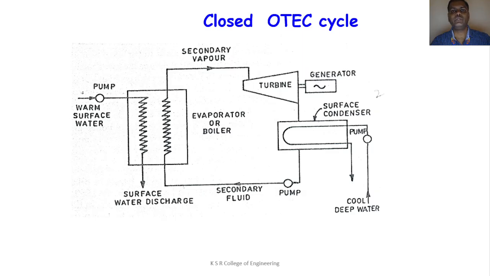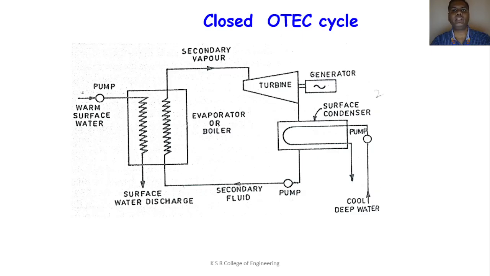Now we are going to discuss how the energy is produced from the closed cycle system. Here from the ocean we take the warm water. Normally in the ocean the upper surface receives the sunlight, so the upper surface of the water is warmer compared to the water below. So from the upper surface the warm water is collected and pumped to the evaporator.